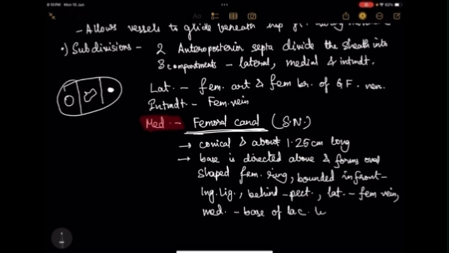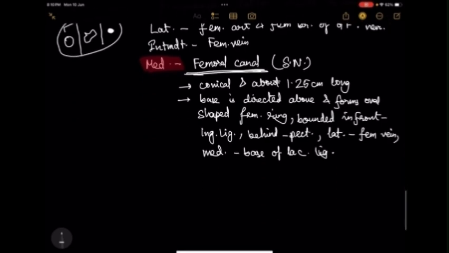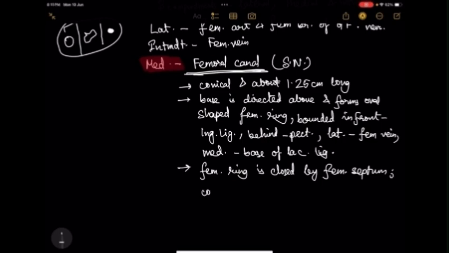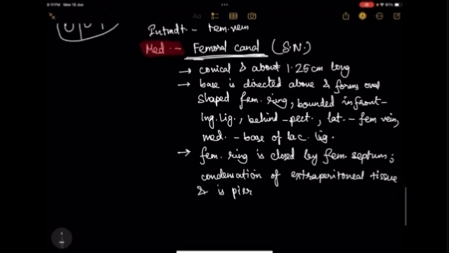Such a small structure, and then you're going into the details of it. It kind of gets frustrating, but it's important for exams. Exams are coming, so we don't have time to fool around. The femoral ring is closed by the femoral septum, which I just showed. This is basically a condensation of extraperitoneal tissue and is pierced by lymph vessels. There are some lymph nodes also, which we will learn about during the lymphatics of the lower limb.